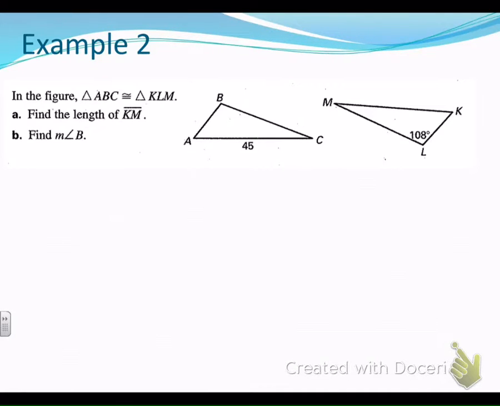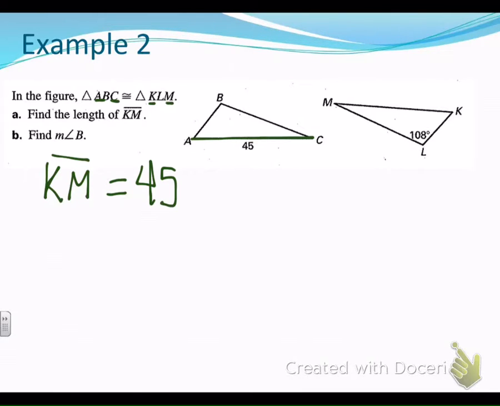Alright. In the figure, triangle ABC is congruent to triangle KLM. Find the length of KM. If we notice, KM is the first and the third in the congruent statement. So we're looking for the first and the third in the first statement, which is AC. AC is given to us, so we know the length of KM is 45.